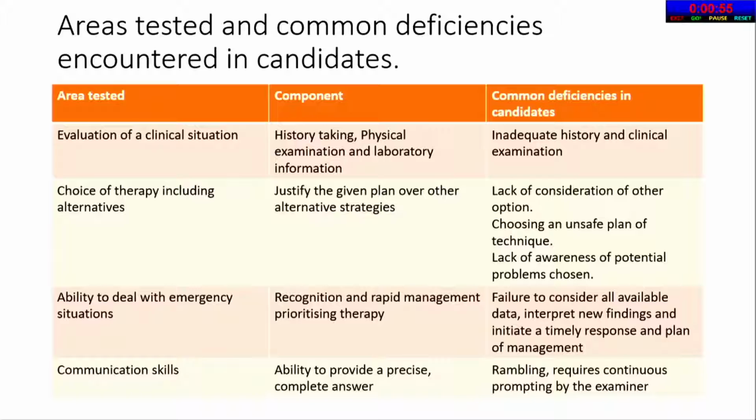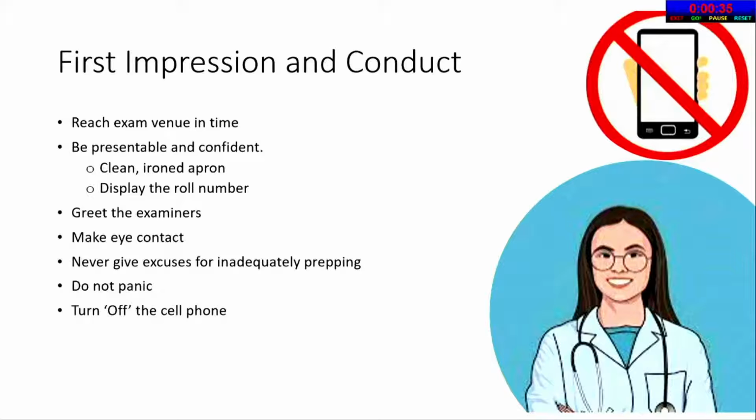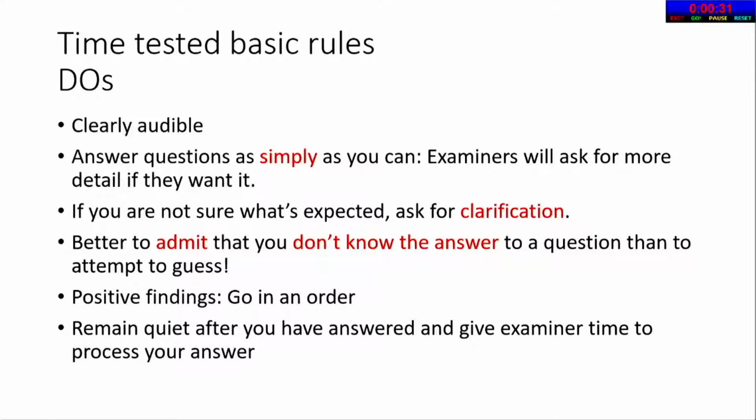Okay, so I am finishing. Ability to deal with emergencies is another area: the failure to consider all available data, interpret new findings, and initiate a timely response and plan of management. This is the area where we are deficient. And communication skills are very, very important. If you are confident and communicate well, you will get additional marks. These things will be dealt with by the next speakers.